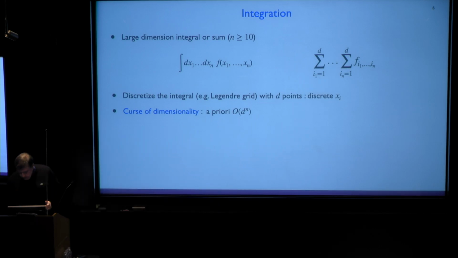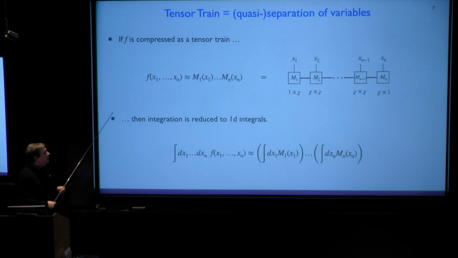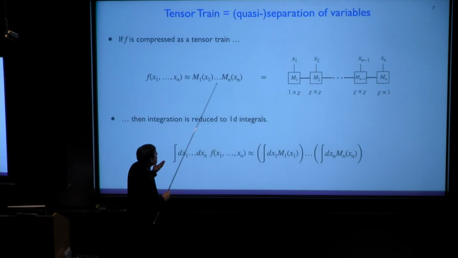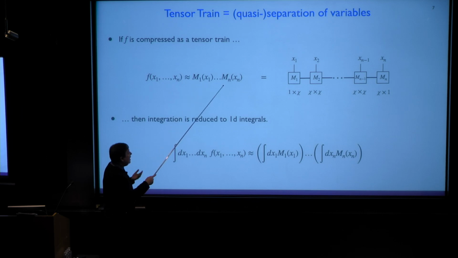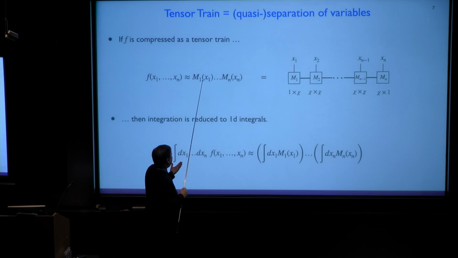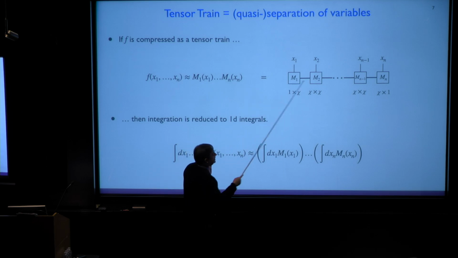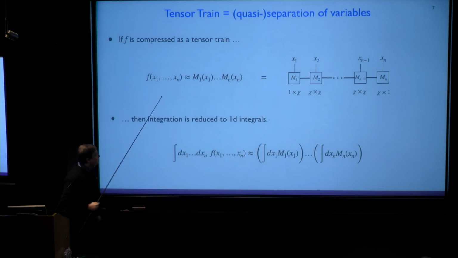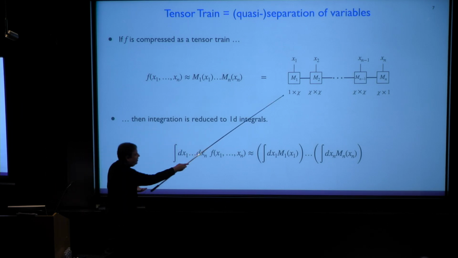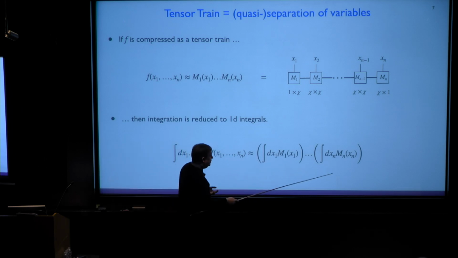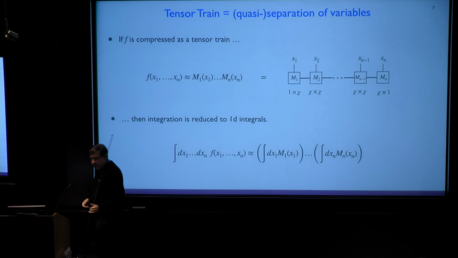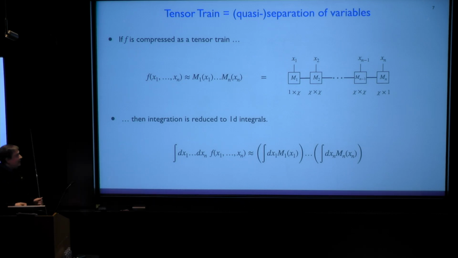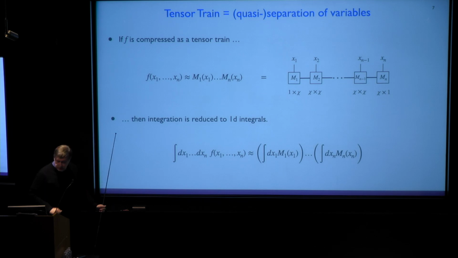But if I can compress f as a tensor train, which means that f is written in this way, it's a product of matrices, M1 of x1, up to Mn of xn, where each matrix is, let's say, of dimension chi by chi, except at the boundaries, so that you have a scalar at the end. It's very easy to integrate because the variables are basically separated up to chi, right? So I can do the integration in one dimension for each of the matrices and then multiply them. So it's easy to do. The remarkable thing is that this very simple idea actually works. It works in some non-trivial problems, and I'll show an example a bit later.